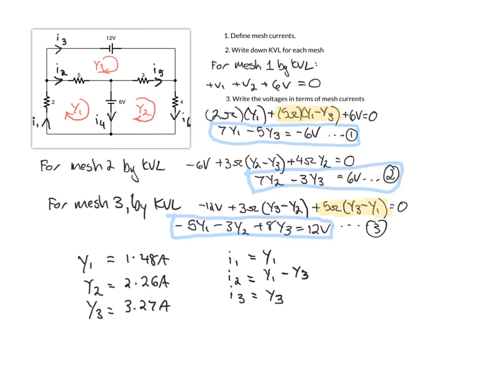And I4 is equal to Y1 minus Y2. I5 is equal to Y2 minus Y3, and I6 is equal to Y2. And of course, if you know the branch currents, you can calculate any voltage in the circuit. That's the end of this recording.